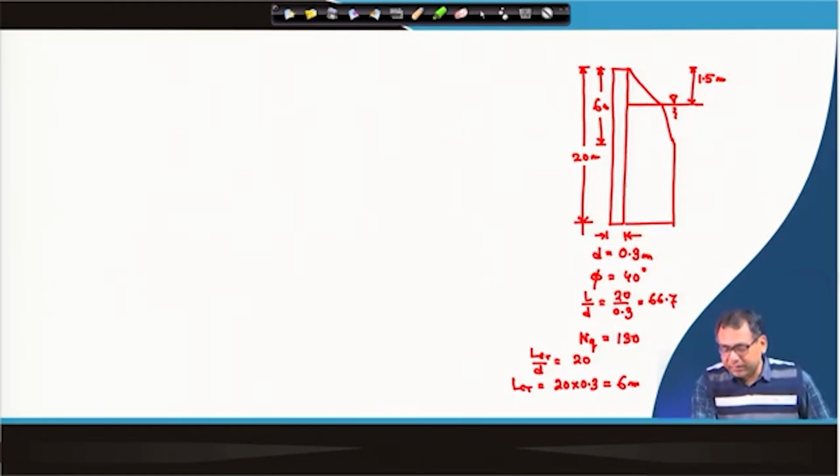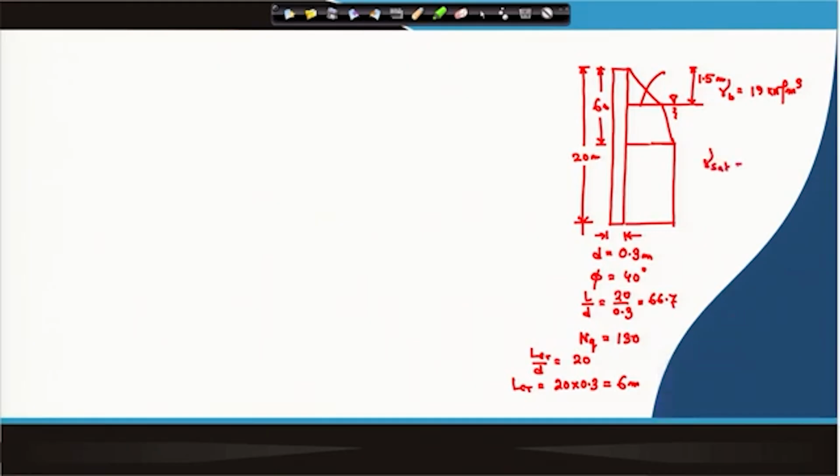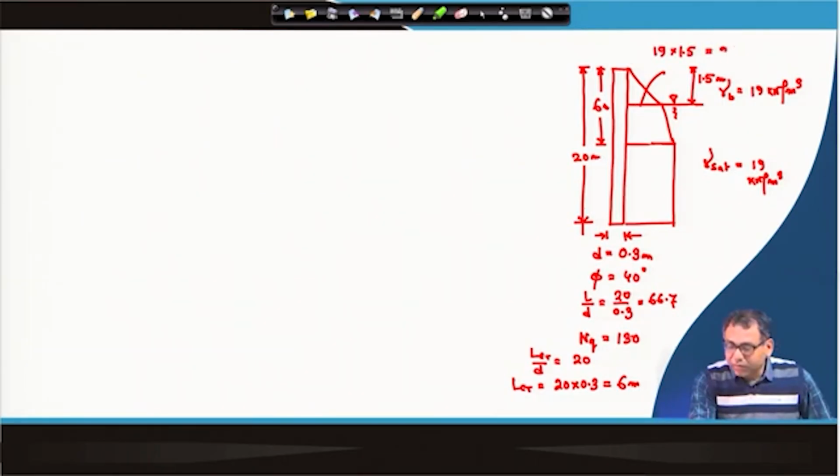So, this is the effective overburden pressure distribution. Here, gamma bulk is given 19 kilonewton per meter cube, and gamma sat is also given 19 kilonewton per meter cube. So, in this portion, that means at 1.5 meter below the ground surface, the stress is 19 into 1.5, so that will be equal to 28.5 kilonewton per meter square.